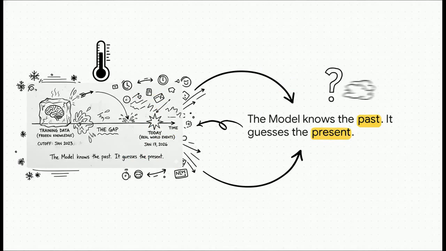And this visual, wow, it just nails the root of the problem. The model's knowledge is like a block of ice, frozen at one specific moment in time. It knows the past, the world of its training data, perfectly. But as time marches on, this huge gap opens up between that frozen knowledge and the live, constantly changing world of today. The model isn't learning in real time. It's just guessing about the present based on what it knew way back in the past.